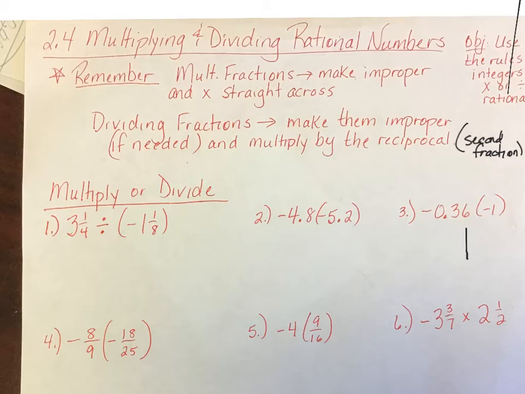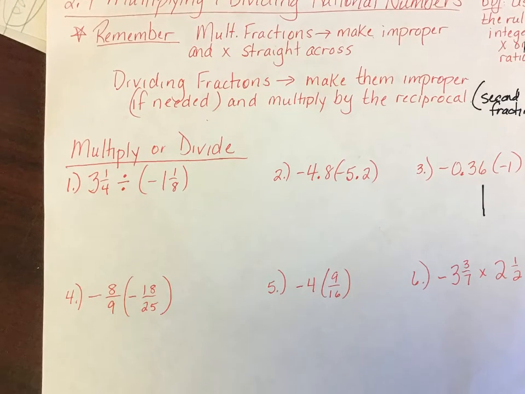Okay? So number 1 says 3 1/4 divided by negative 1 1/8. Well, it's a positive divided by a negative. There's one negative, so the sign's going to be negative. And I'm going to make these both improper. That's 13 over 4 divided by 9 over 8. Now I have to multiply by the reciprocal, which is 8 over 9. And remember, I try to cancel if I can. That's a 1, that's a 2. And I get 26 over 9.